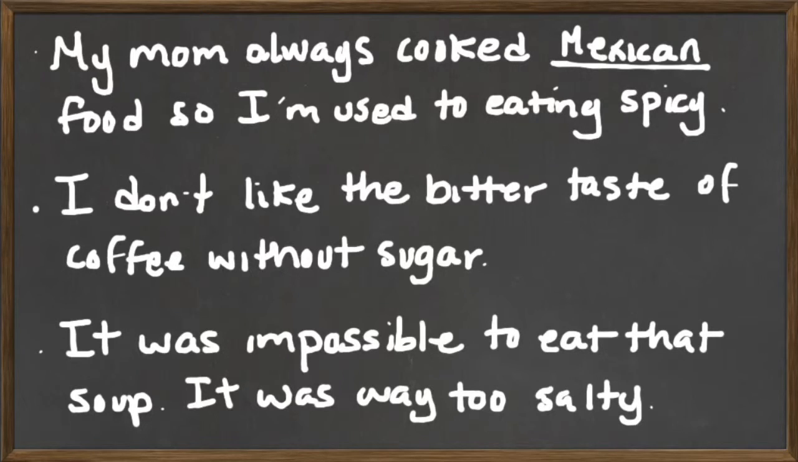The next one, I don't like the bitter taste of coffee without sugar. Now, I remember I mentioned before that coffee with no sugar has a bitter taste, the opposite of sweet, because it doesn't have sugar, of course. Now, the next example, it was impossible to eat that soup. It was way too salty. So, during the cooking process, the person who cooked this soup put a lot of salt in it, so it was not possible to eat it because the taste was too strong, let's say too strong in salt.